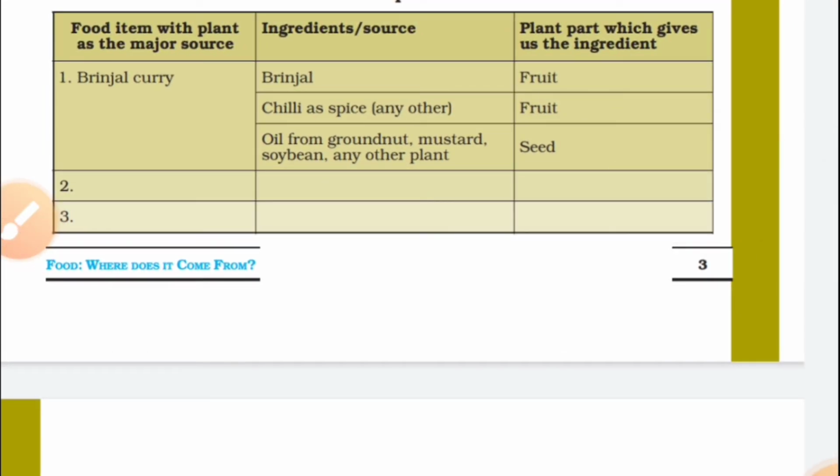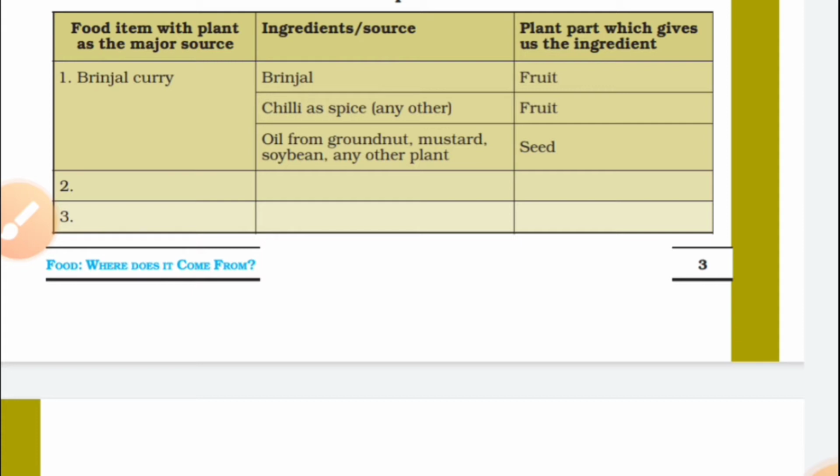A food item, any curry or any type of dish, is given, and then the second column is the plant part. Clear? For example, brinjal curry is given. Brinjal is the fruit. Clear? Chili as spice: chili is a fruit. Clear? Chili is a fruit.